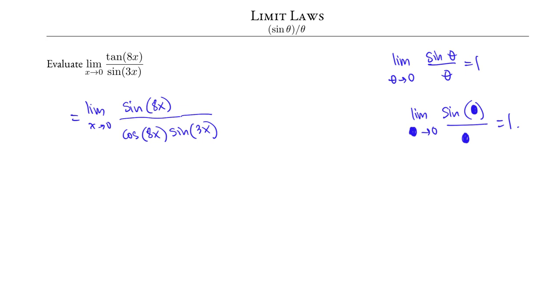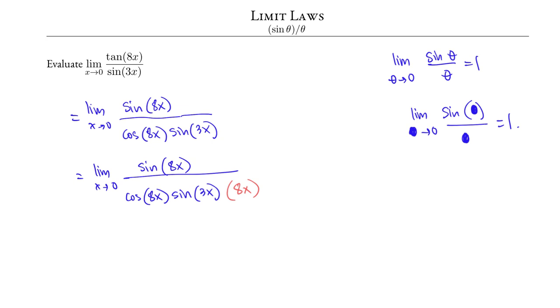And so we're going to use this important limit. But first, we have to rewrite it so that the form shows up. The numerator is sine of 8x. And so in order to use this important limit, we would need to have 8x in the denominator. This is our wishful thinking, but we know that we can't simply write 8x in the denominator.